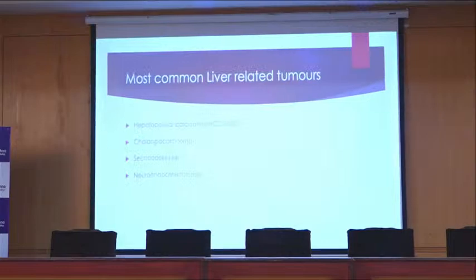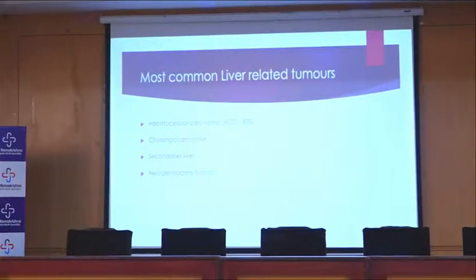So what are the most common tumors we encounter? There are numerous, but I'll speak about just 4 of them which we encounter very commonly. HCC forms 80% of the patients who undergo liver resections, and next are the cholangiocarcinomas, and then the secondary liver tumors, where colorectal liver metastases are the most common. We also see secondaries from other neuroendocrine tumors, and primary neuroendocrine tumors in the liver as well.